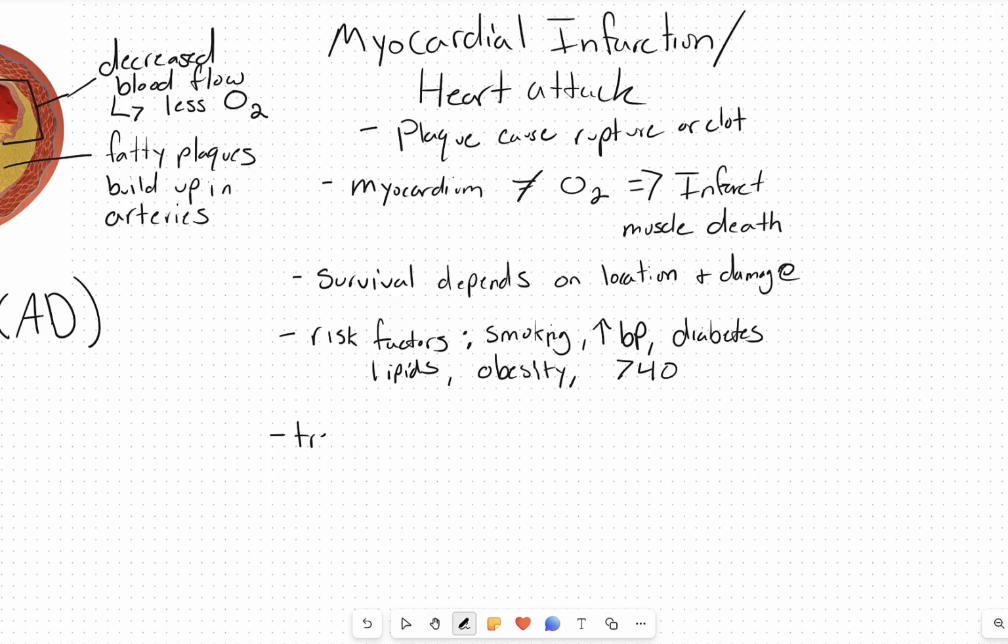Coronary artery disease can be treated in multiple different ways. Lifestyle changes such as decreasing obesity, blood pressure through increasing healthy lifestyle habits, stopping smoking. Familial cholesterol might be helped with things like medication to help reduce cholesterol.